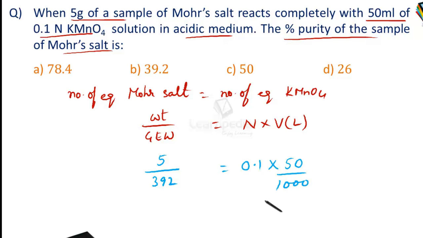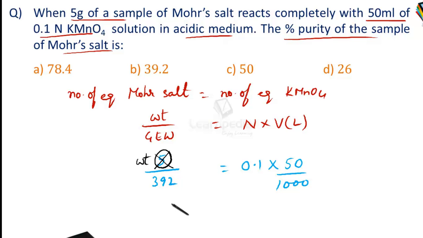Here, as the question is asking for the percentage purity of the sample of Mohr's salt, it means that the total 5 grams taken originally is not pure, isn't it? Out of these 5 grams, only some part is pure and the remaining contains impurities which cannot react with this potassium permanganate. So that is the reason why now I am not taking the 5 here. I will take the value as x.